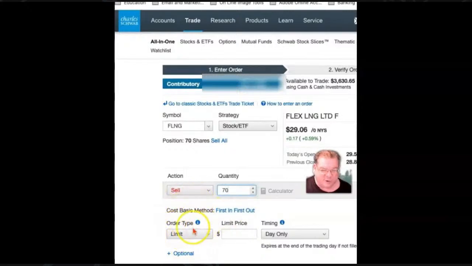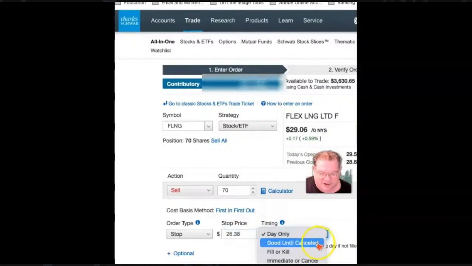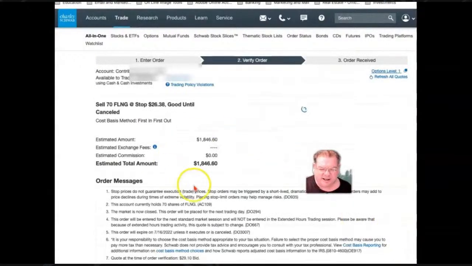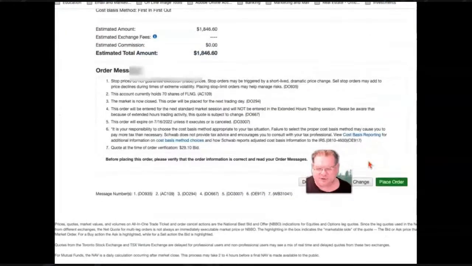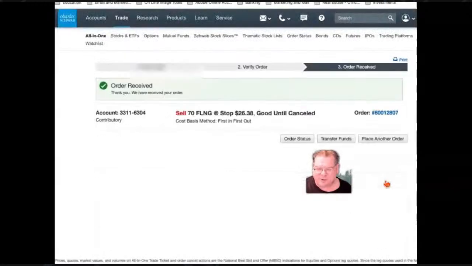This is the order type, and I would go to the stop. Notice how this changes to the stop price. This is where you put in the amount that you calculated. In this case, 26.38. And then on the timing, I change that to good until cancel. Then I press the review order. It gives me an amount, and then I circle down, and then I place the order.